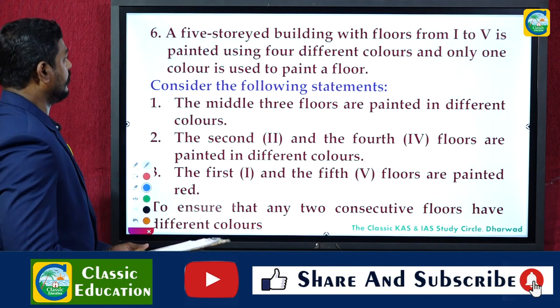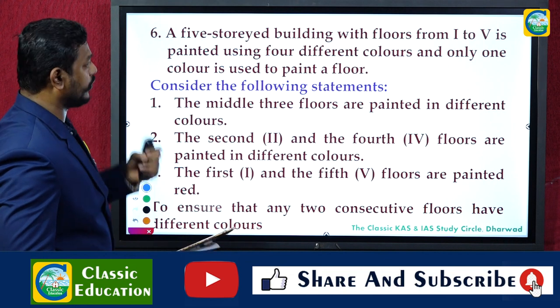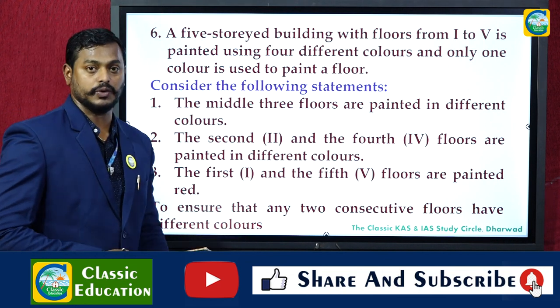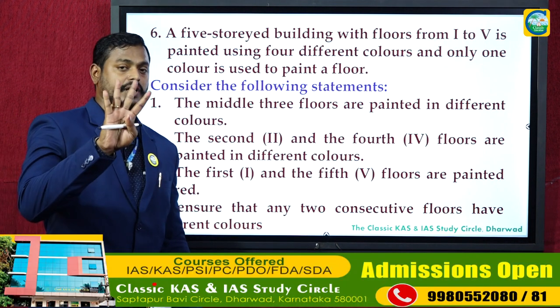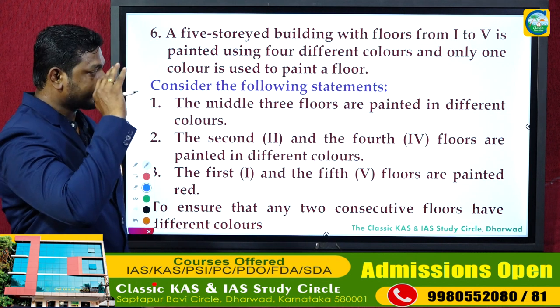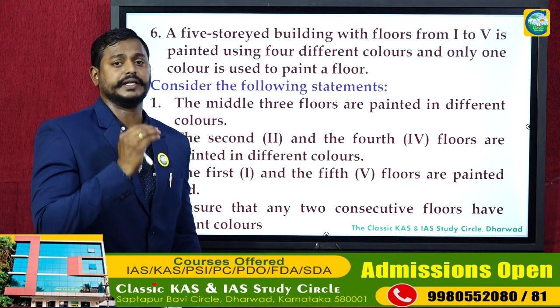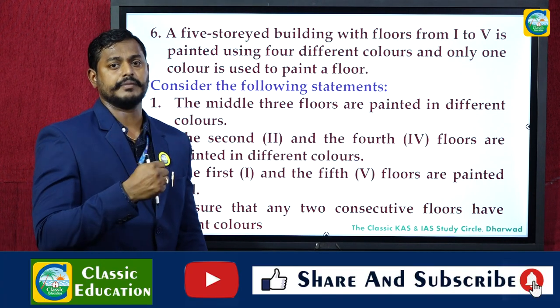Okay. A 5-story building with the floors of 1 to 5 is painted using 4 different colors and only one color is used to paint a floor. There are 5 floors, friends. Then the colors of paint are only 4. Right. Then 5 floors and 4 colors means 2 floors get the same paint, and for the remaining 3 floors, we have to use different colors.